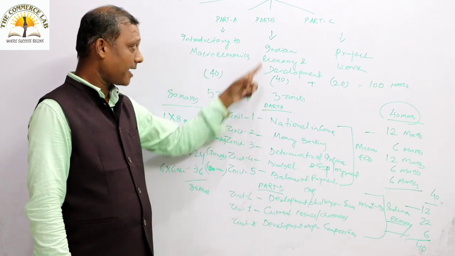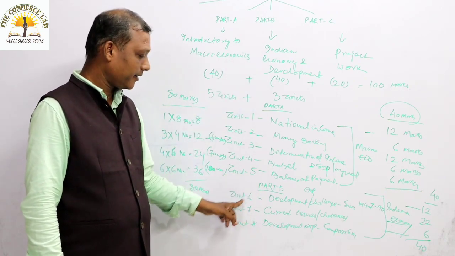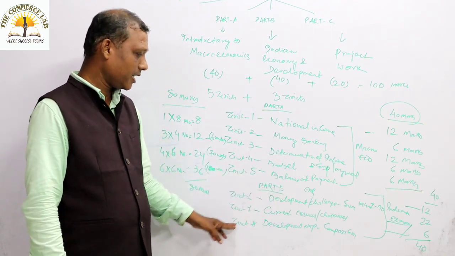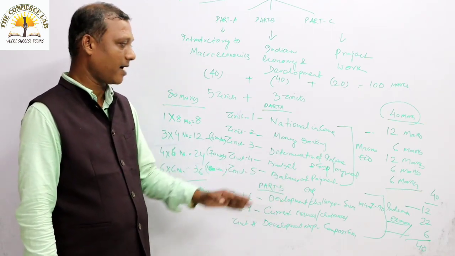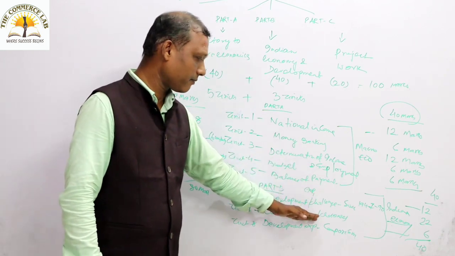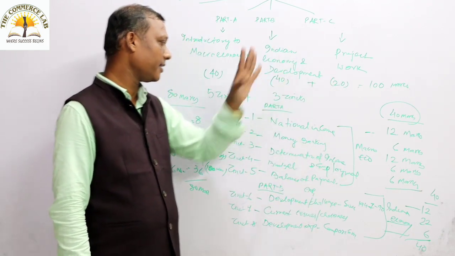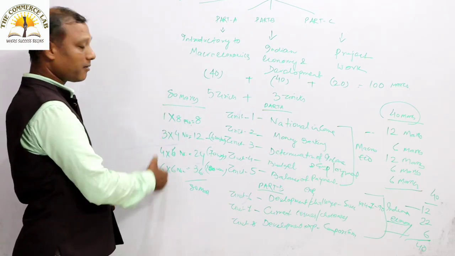Then again, part B, Indian economic development, 3 units. Unit 6, 12 marks. Unit 7, 22 marks. Unit 8, 6 marks, coming to 40 marks. Part A 40 marks, part B 40 marks, coming to 80 marks, plus 20 for the project, coming to 100 marks. Then we talk about your marking distribution.